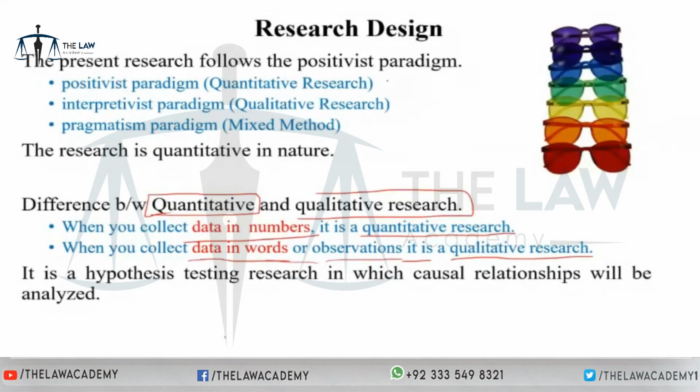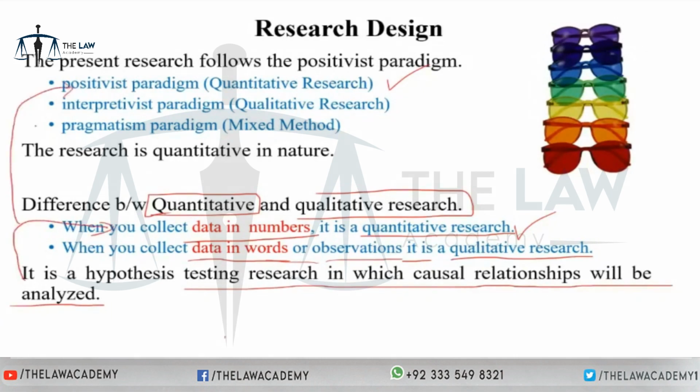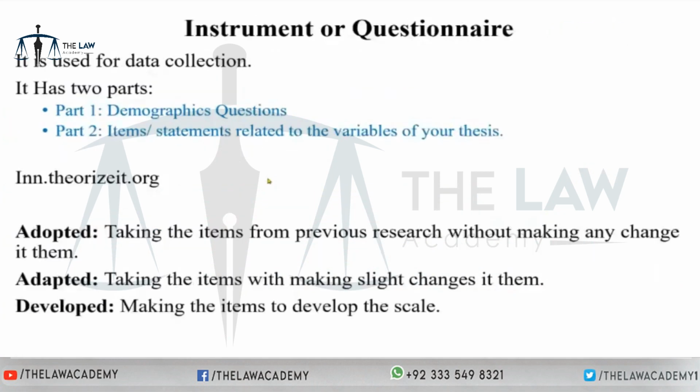Most of you will be using positivist paradigm. And research design is quantitative because you're collecting data in numbers. It is usually a hypothesis testing research in which causal relationship will be analyzed. These are usually quantitative and belong to positivist paradigm. First, we need to decide this thing, what is your research design. Then you can move to which instrument you're using to collect data.